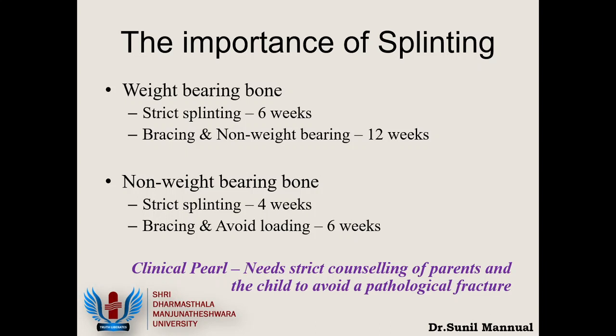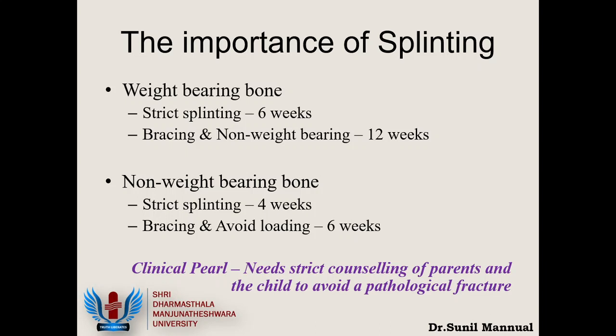However, in non-weight bearing bones like the upper limb bones, the humerus and the radius, we can do strict splinting for 4 weeks, and after that we can give a brace to the child, but we have to stop the child from loading the limb, that is, lifting weights, lifting school bags and things like that. So strict counseling of parents and of children is required to avoid a pathological fracture. I cannot emphasize splinting enough, because splinting is as important as the antibiotic and the surgery. That is why I am emphasizing it so much.